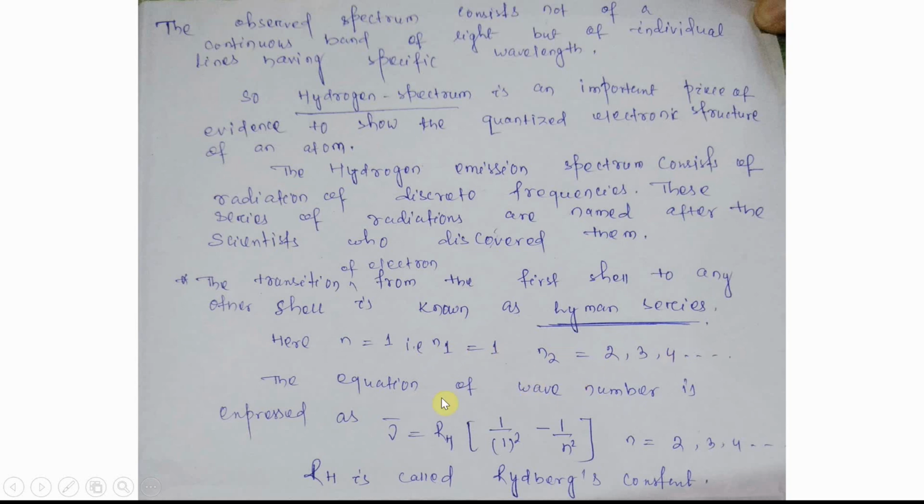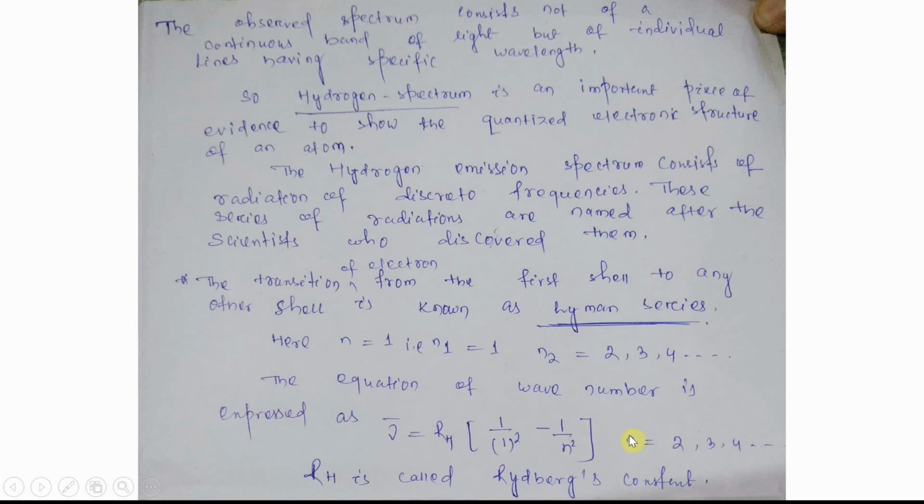And the equation for the wave number, in my previous class I have discussed this expression. You have to remember that RH is the Rydberg constant, and the expression is like that: nu bar equal to RH whole into 1 by n1 square minus 1 by n2 square. That expression we have already discussed in our previous class. So you have to simply put here n1 equal to 1, because all the electrons are jumping from any other orbit to the first orbit, and nu bar equal to RH whole into 1 by 1 square minus 1 by n square.